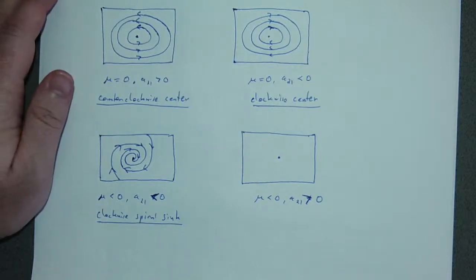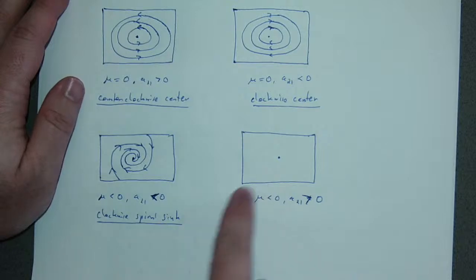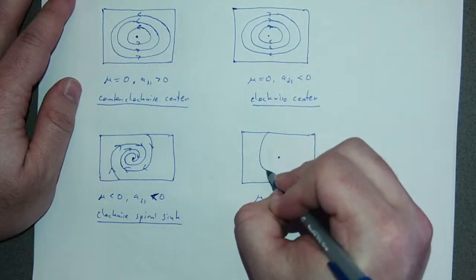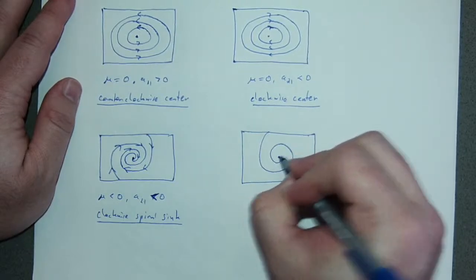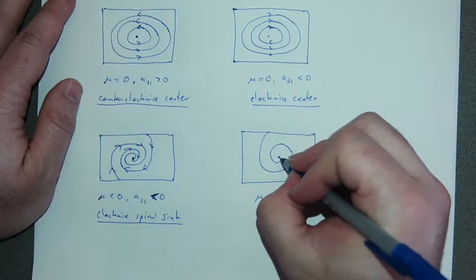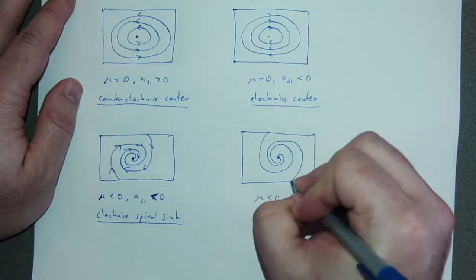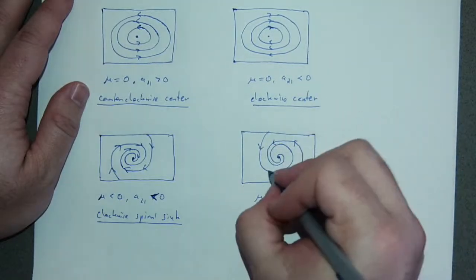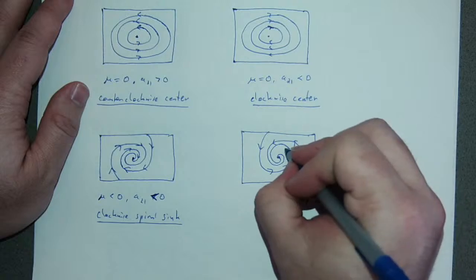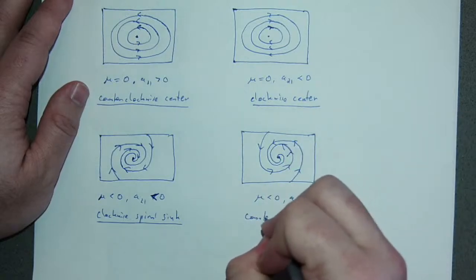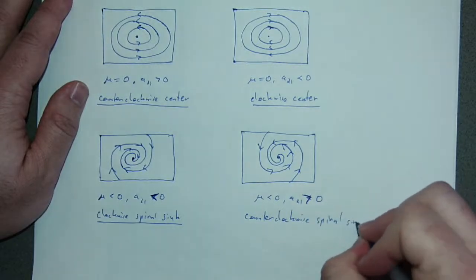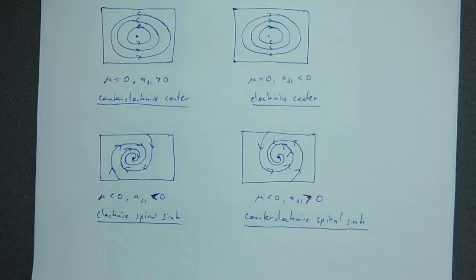Here, I am going to also get a sink. It's going to be spiraling into the origin, but it's going to happen in the other direction. So it's going to be a counterclockwise sink, and maybe the other one looks something like this. This is a counterclockwise spiral sink. So notice it's a spiral sink in both cases. It's just a question of whether it's clockwise or counterclockwise.